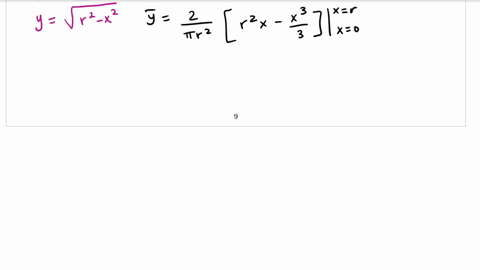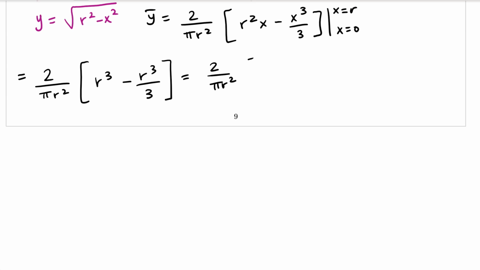evaluated from x equals 0 to x equals r. So let's go ahead and plug in our limits of integration. On the outside we have 2 over pi r squared, and then if I plug in r for x, we're going to get r cubed minus r cubed over 3. And if we plug in 0, that's just going to become 0, so I'll just close off that bracket. Then we have 2 over pi r squared times, finding a common denominator and then simplifying, 2r cubed over 3. And then multiplying these and simplifying, we're going to get 4r over 3 pi.